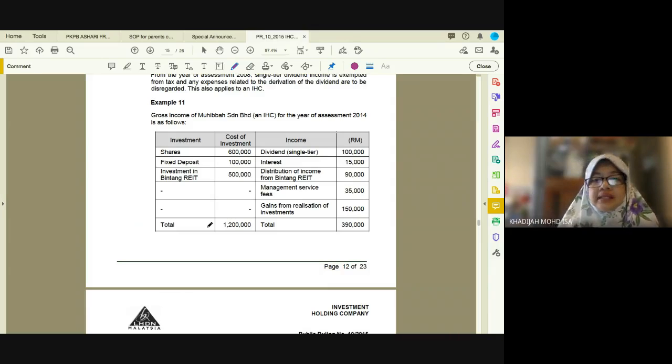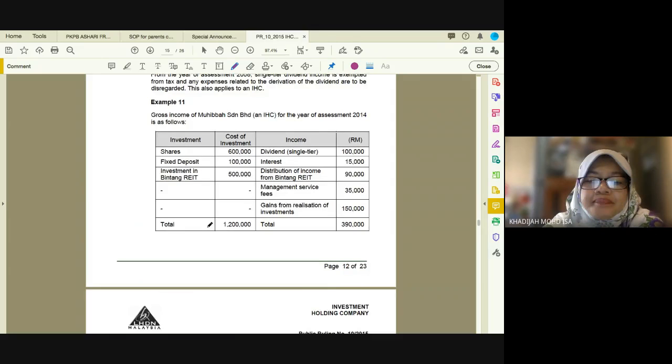But the income that you receive is from shares, you receive dividend. All right. From fixed deposit, you receive interest income. From REITs, you receive distribution of income from REITs. And then you also have management service fee and gains from realization of investment. So these are the income received by Muhibah Sindia Burhan and NIC.